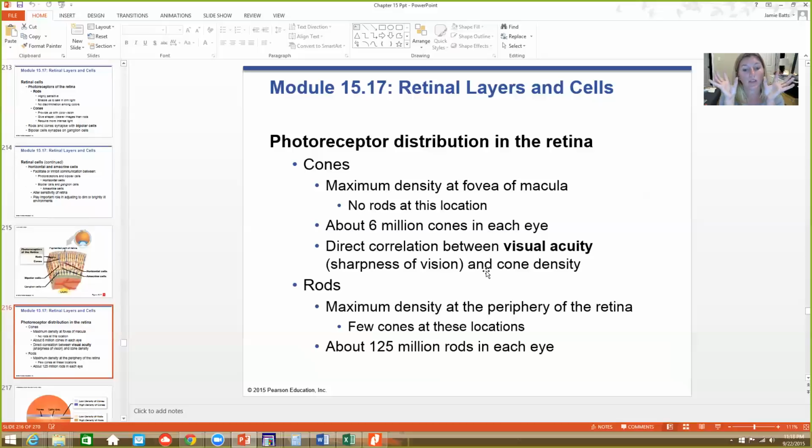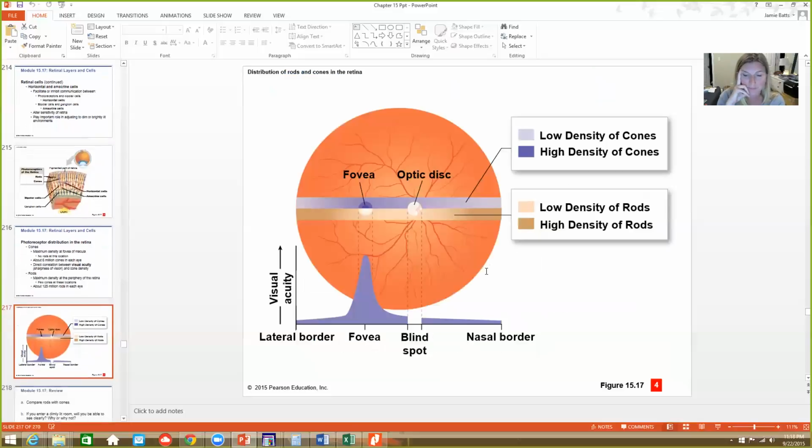Rods have a maximum density on the periphery. There's only about 125 million rods in the eye, so there's way more rods than cones. Rods, again, are just there to know something's there. They're not giving you a whole lot of information about whatever the object is, but you will know something is there because of your rods. You won't know the colors and everything like that, but you will know the presence of it.